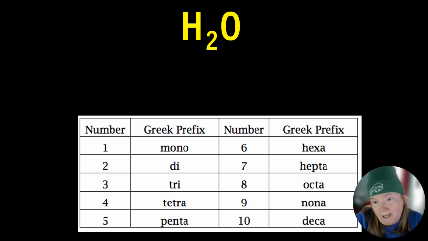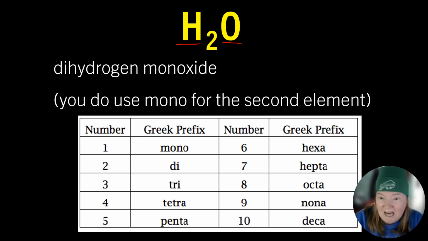Now this is water, right? But what would the name of water be following the covalent naming rules? You have to go step by step. This is hydrogen, how many? This is oxygen, how many? So did you get this? Dihydrogen monoxide, right? So we use mono for the second one. The only time we don't use mono is when it's the first one, okay?